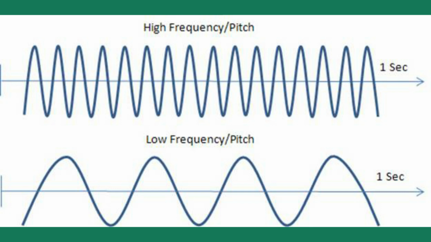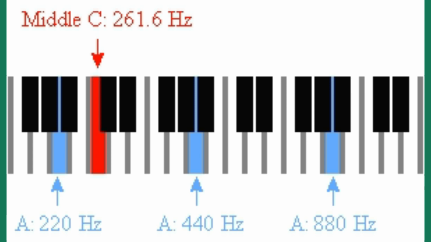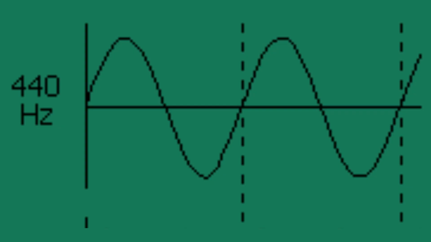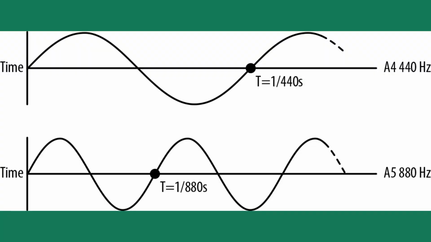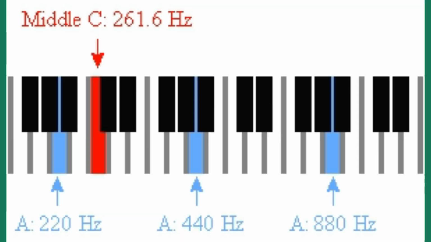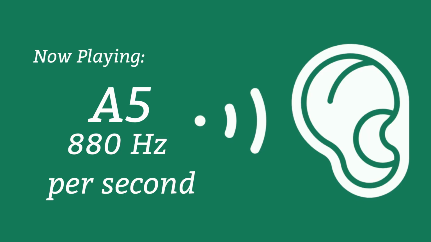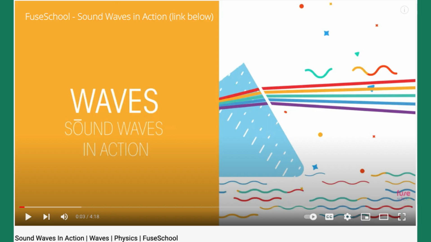The number of oscillations that happens in 1 second is called the frequency. For example, the pitch A4 has an oscillation frequency of 440 per 1 second, or 440 Hz. Let's listen to that pitch. Now, if we double that frequency to 880 Hz, we get a higher version of A, also known as the octave.